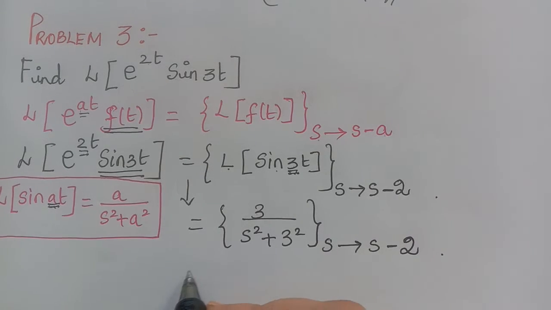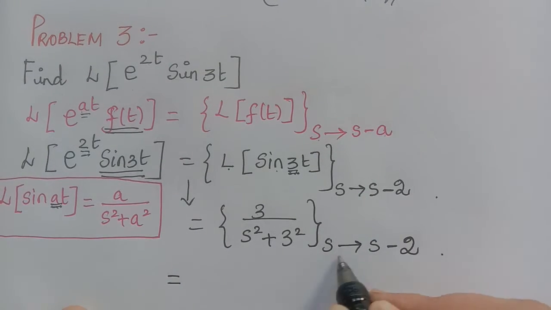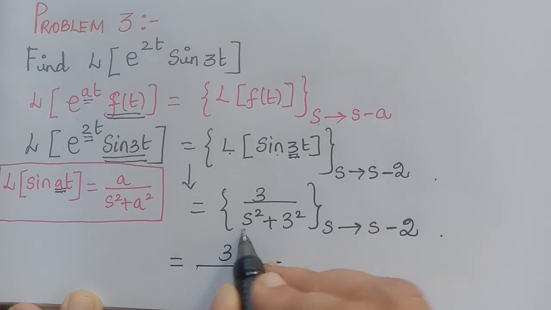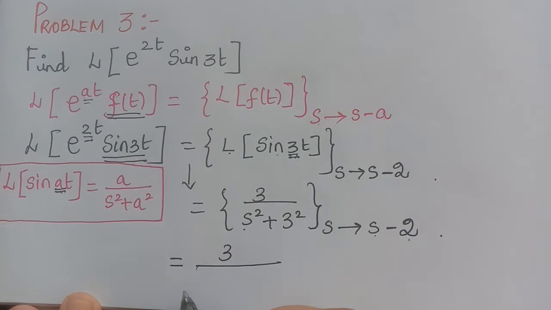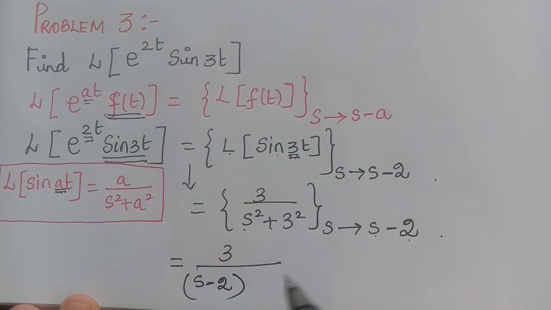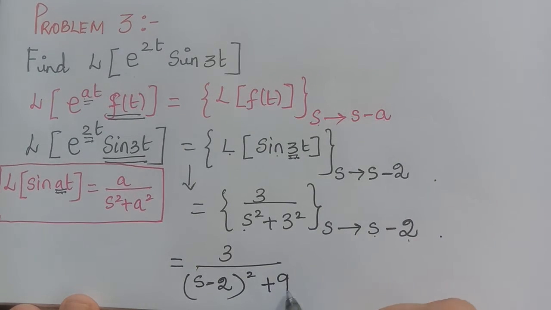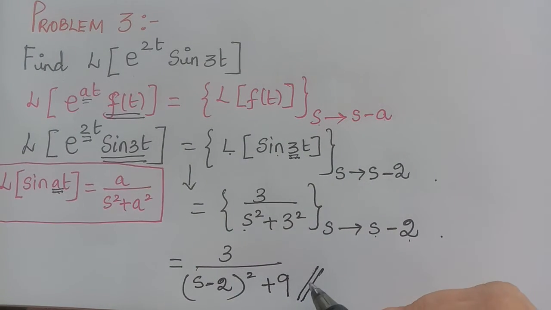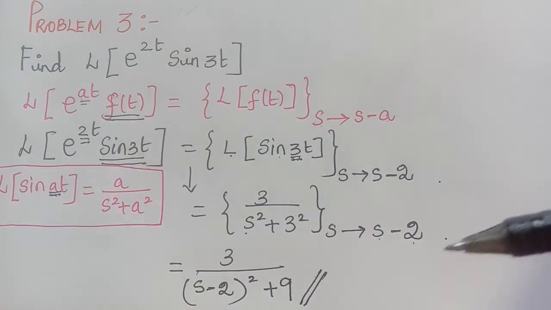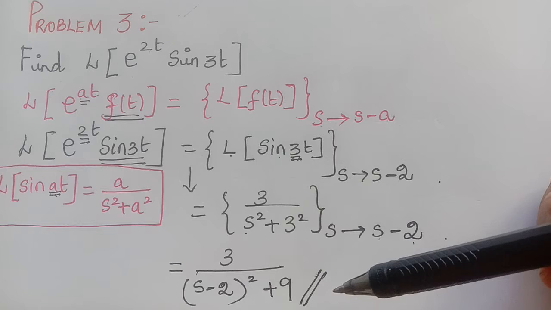So now further we can apply the first shifting property. So 3 divided by, instead of s, we should replace it by s minus 2. After replacing, you better remove the flower brackets. So s minus 2 the whole square plus, what is 3 square? It is 9. So this is the solution of problem 3. Hope you have understood this. Next we shall solve problem 4.